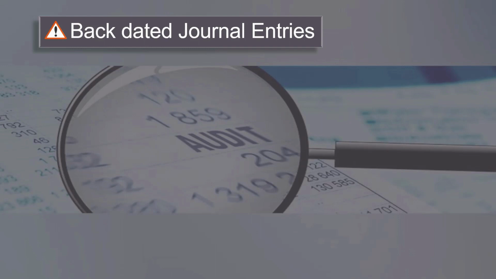So let's take a look at an example for backdated journal entry in M3, and then we can switch over to GRC and see how that is captured in GRC.